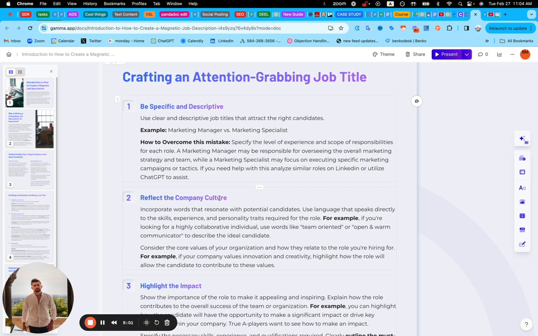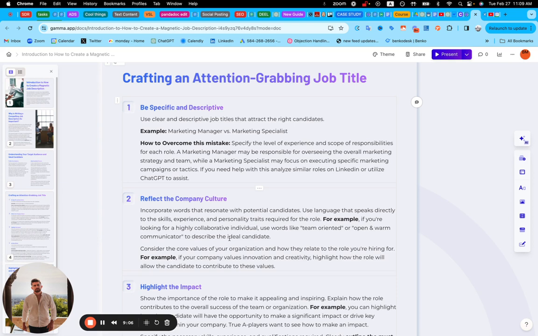Number two, and I've already kind of mentioned this, is reflecting the company culture, right? This isn't something that's just a thing that you can disregard. Having the right culture is important because it will attract more people who are like your company and can fit into your company and actually thrive at your company.